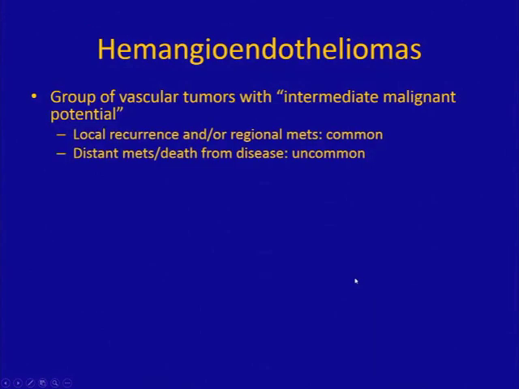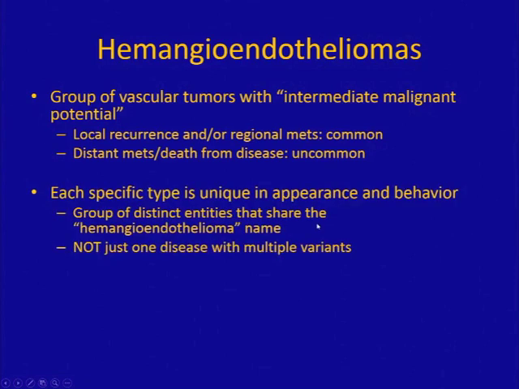All right, so let's talk about hemangioendotheliomas. I mentioned earlier that this is a group of vascular tumors that have intermediate malignant potential. I think that's a kind of confusing phrase, but what it basically means is they're not totally benign, but they're not as bad as most malignancies. In essence, local recurrence or regional spread is relatively common for hemangioendotheliomas, but distant metastases and death from disease are relatively uncommon, with the exception of epithelioid hemangioendothelioma. That's why these hemangioendotheliomas have earned this intermediate status.